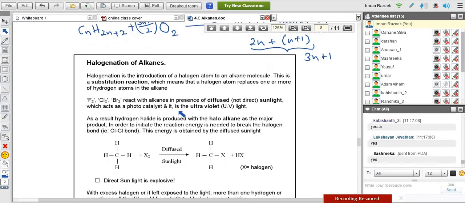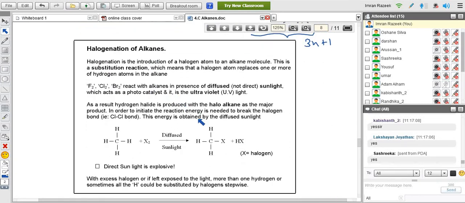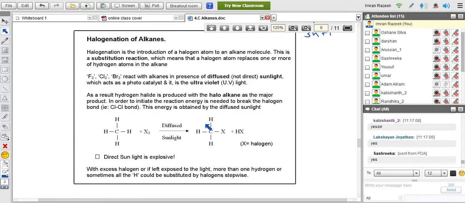The next reaction is the halogenation of the alkane. It's a substitution reaction. Halogenation is simply introduction of a halogen atom to alkane. That is substitution. That means you remove one or many of the hydrogens and substitute a halogen in the place of the hydrogen. The reaction occurs in the presence of diffuse sunlight. Diffuse sunlight meaning indirect sunlight, because direct sunlight you cannot use as it is explosive. So we use indirect sunlight, which is diffuse sunlight, or you can even simply use UV light.